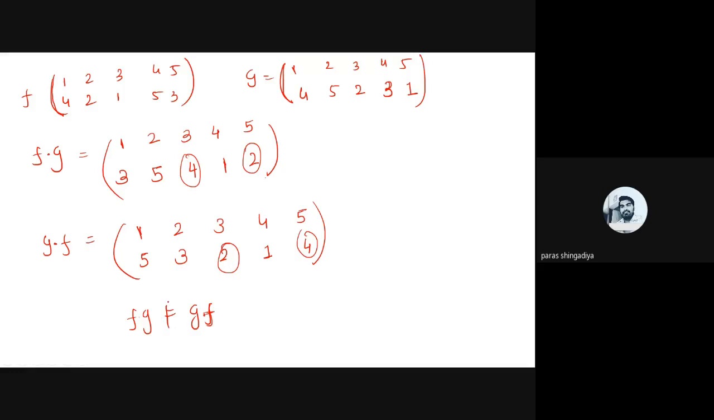Let us take a second example. Another example: let us take sigma and u, the two permutations.